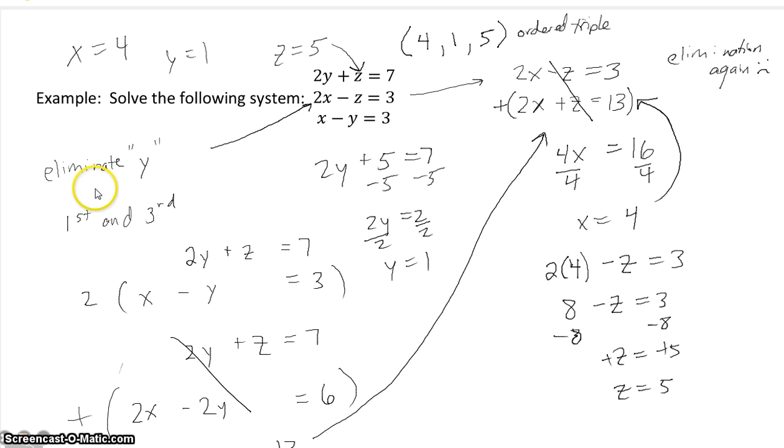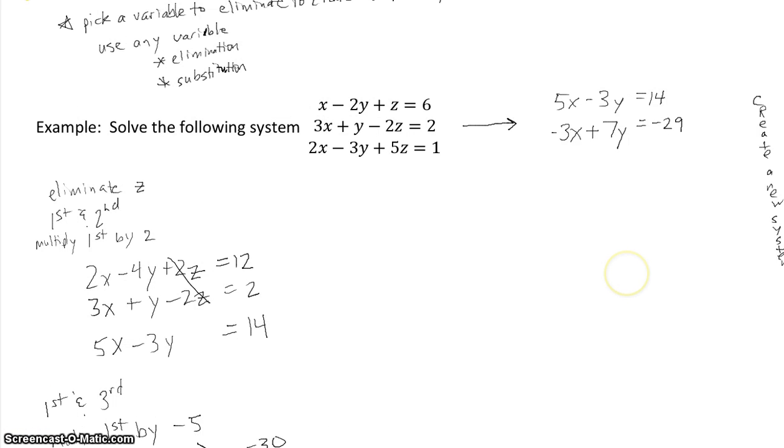So what I'm going to talk about next is how you deal with different ones. So to kind of summarize this, again, sorry for the delay, there's a glitch on my computer. The goal is to create a new system, and now with this new system I'm going to use the same process that I did before. I'm going to eliminate a variable. It doesn't matter which one I choose.